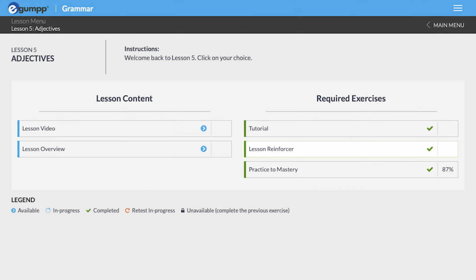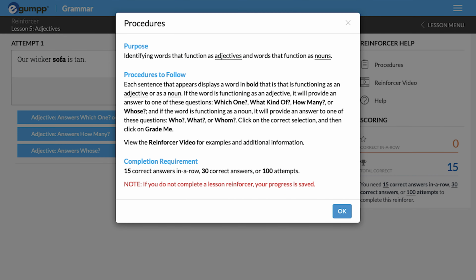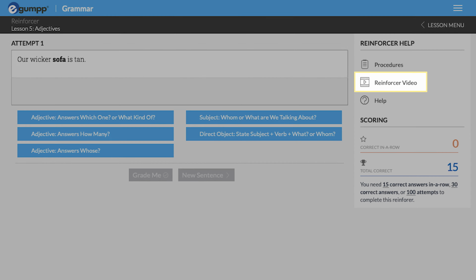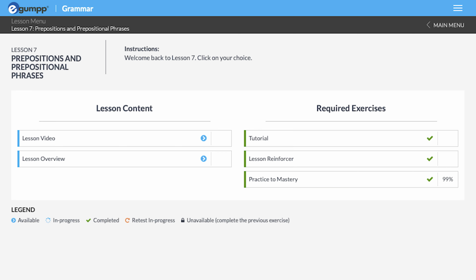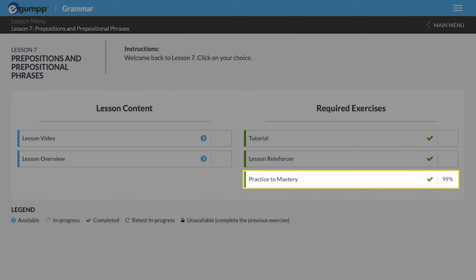Here is how to complete each lesson reinforcer. After reading the procedures, watch the reinforcer video. These videos are only 2 to 3 minutes. Watch these videos as many times as necessary. Your lesson reinforcer goal is to achieve 15 correct responses in a row. Attempt the lesson reinforcer as many times as necessary until you can score 15 correct attempts in a row. Remember, practice makes perfect.